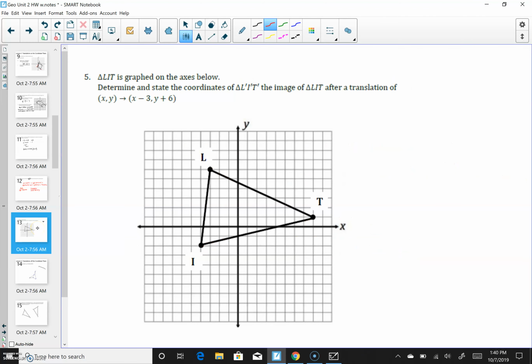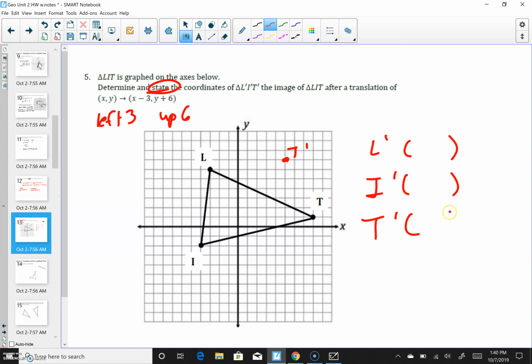And our last one, triangle LIT is graphed on the axes below. Determine and state the coordinates of triangle L prime, I prime, T prime, the image of LIT after a translation, x minus 3, y plus 6. So we're going left 3, and we're going up 6. So T, left 1, 2, 3, up 1, 2, 3, 4, 5, 6. There's T prime. Now notice, I'm just going to point out too, it says state the coordinates, so we have to make sure that we are going to write down the actual coordinates of all these before we finish.